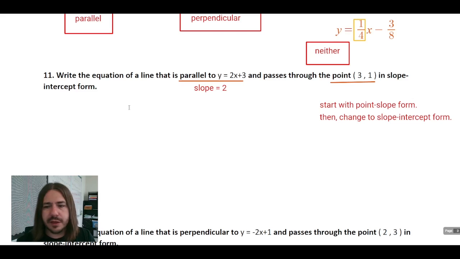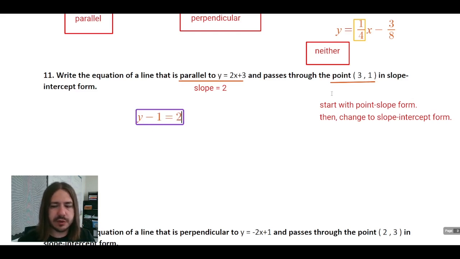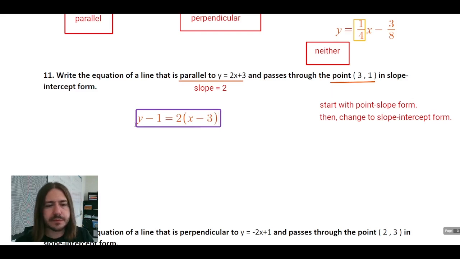Okay, so point-slope form is y minus y1. So y minus, the y1 is going to be this 1, the 1 in the coordinate, equals the slope 2 times x minus x1. So that's going to be minus 3. This is the equation in point-slope form.